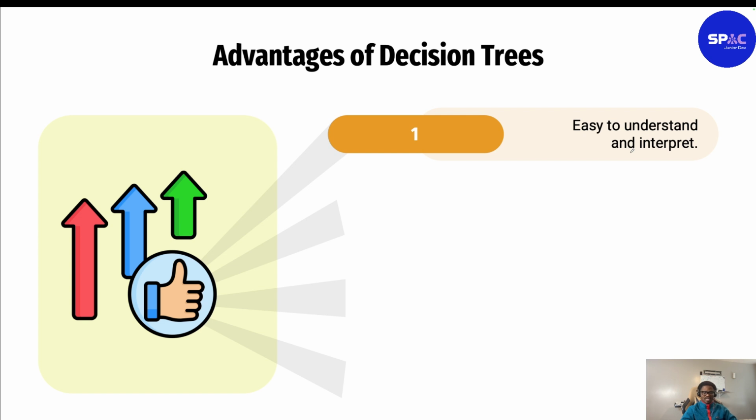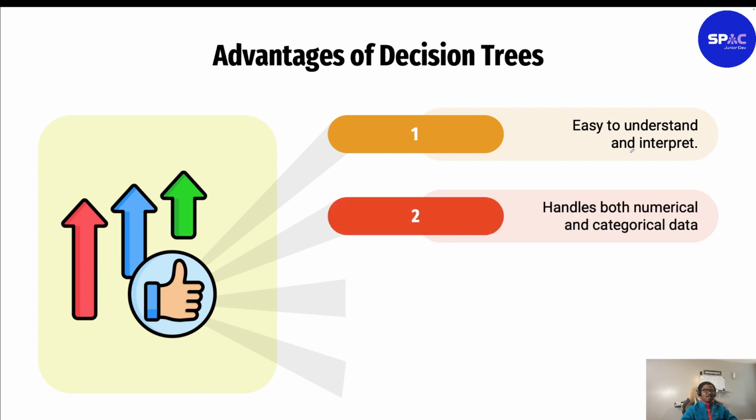It's easy to understand. So that's one of the advantages, right? It handles both numerical and categorical data, right? So if you're trying to use it to work on numbers, it works. And if you're trying to use it on category, let's say is the car red or blue or something like that, that's what category means, right? So you can use this for that.